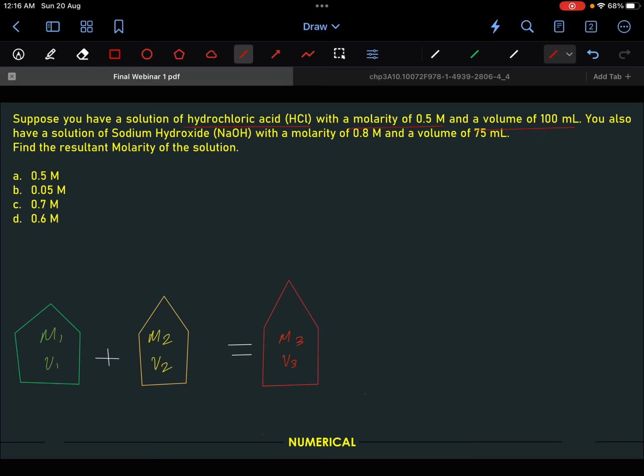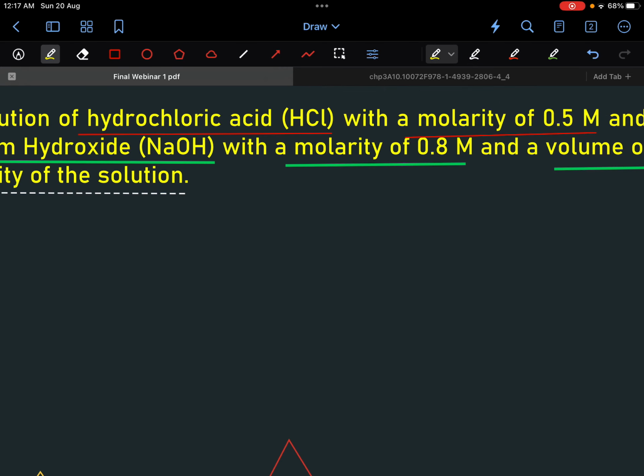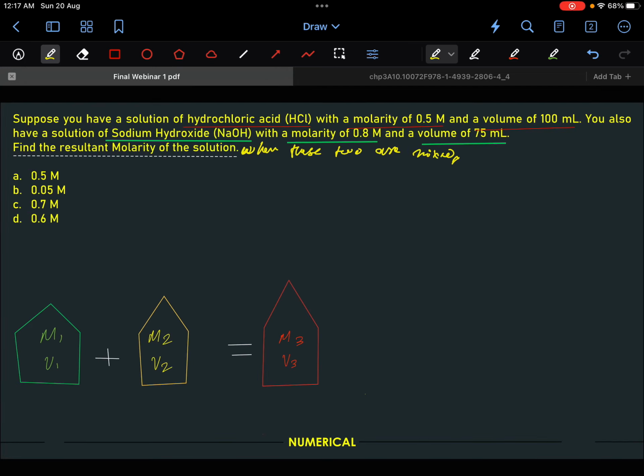You also have a solution of sodium hydroxide, that is NaOH, with a molarity of 0.8 molar and a volume of 75 ml. Find the resultant molarity of the solution. The question is incomplete. Find the resultant solution when these two are mixed, right? When these two are mixed, find the resultant molarity of the solution.